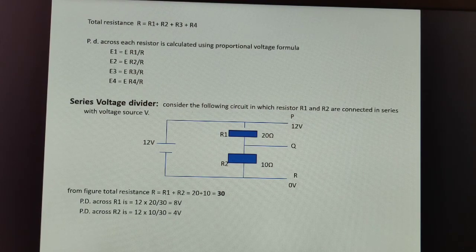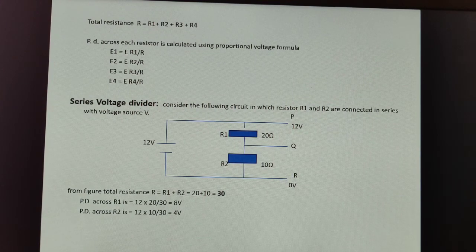using proportional voltage formula. Therefore, potential drop across first resistor R1 is E1 equal to E R1 upon R. Across second resistor E2 equal to E R2 upon R. Across third resistor E3 equal to E R3 upon R, and across fourth resistor E4 equal to E R4 upon R.